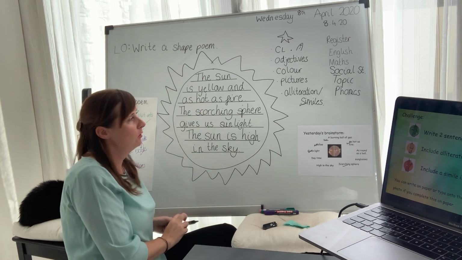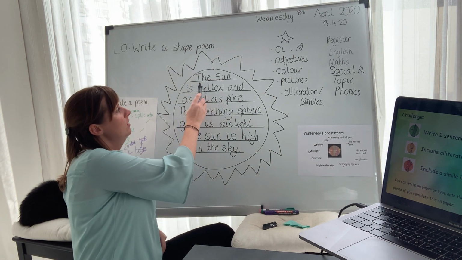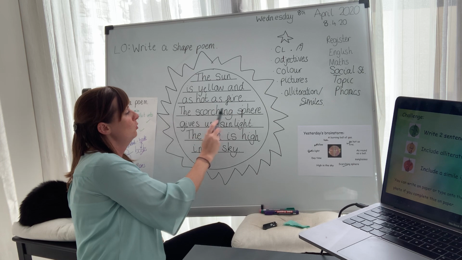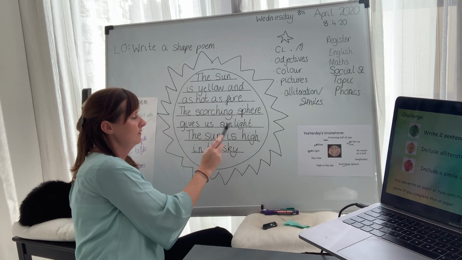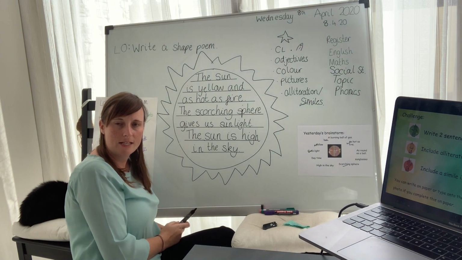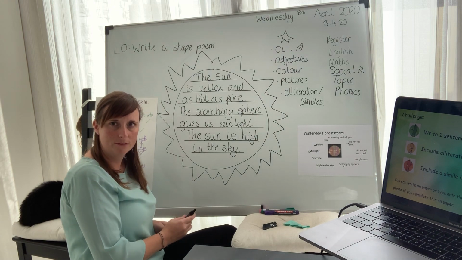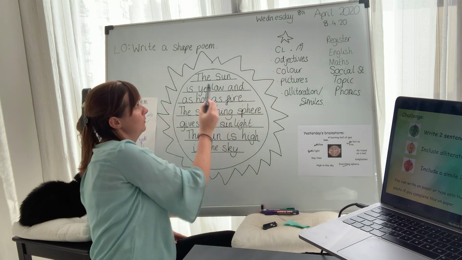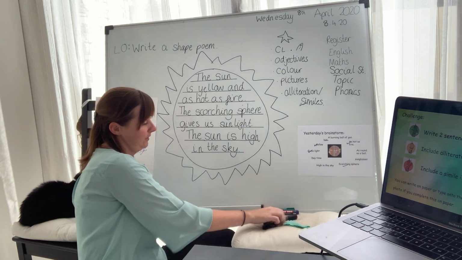You might want to do a second poem. So let's read my poem. The sun is yellow and as hot as fire. The scorching sphere gives us sunlight. The sun is high in the sky. Does that give you lots of information all about the sun? I hope so.